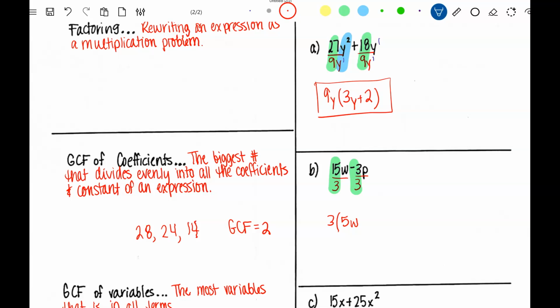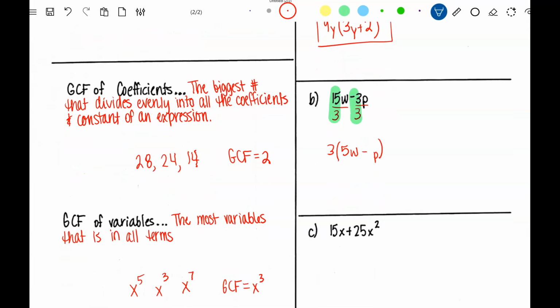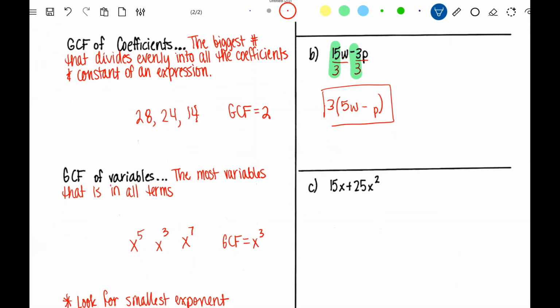Negative 3 divided by 3 is negative 1. Bring down the p. And one thing you can remember is you don't have to have that understood 1. You can put it, but you don't have to have it. And there's the answer.